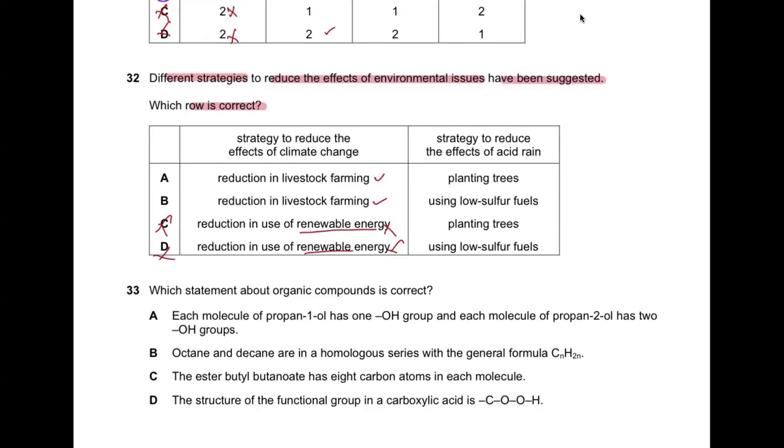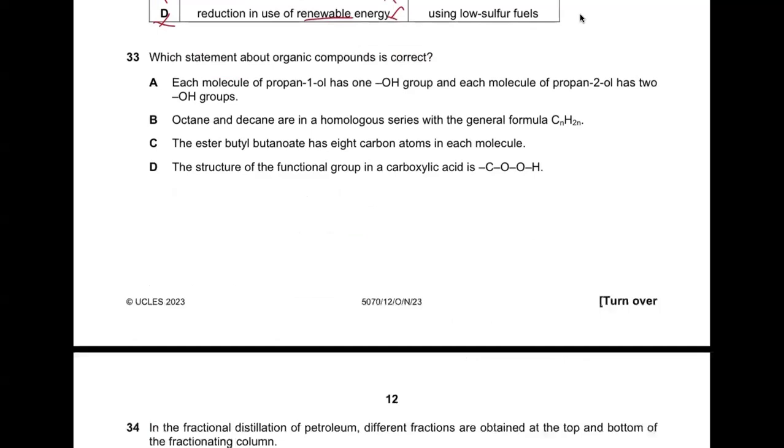The ester butyl butanoate has 8 carbons in each molecule. So butyl C4, butanoate C4. Yeah, it seems correct. The structure of the functional group of carboxylic acid is not like this. If you displayed it, it is going to be like this. So D goes wrong and C is the correct answer. Now MCQ number 34.